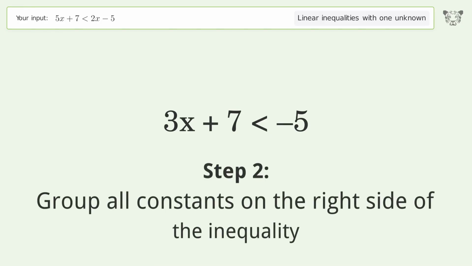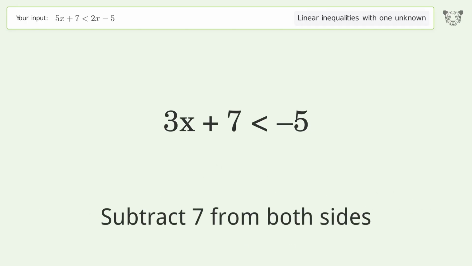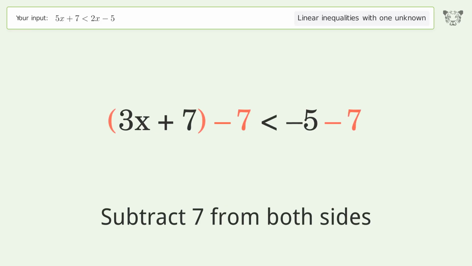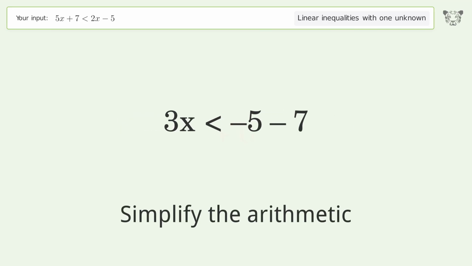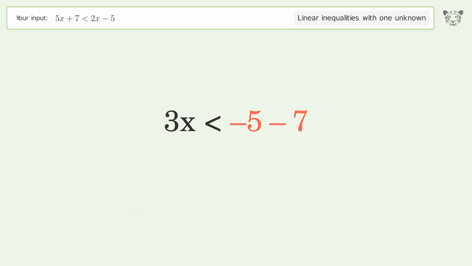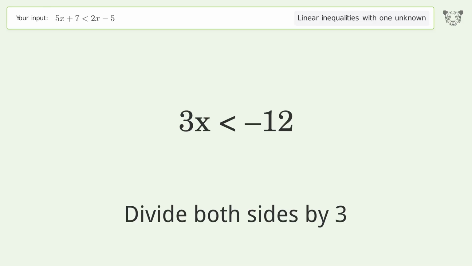Group all constants on the right side of the inequality. Subtract 7 from both sides. Simplify the arithmetic. Isolate the x. Divide both sides by 3.